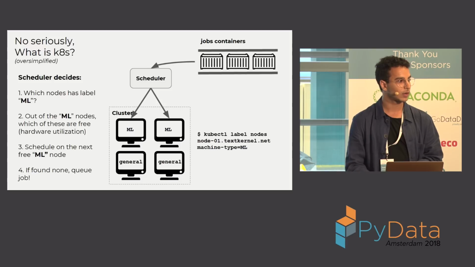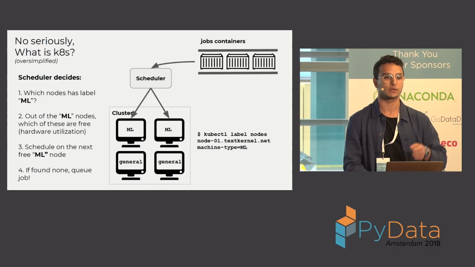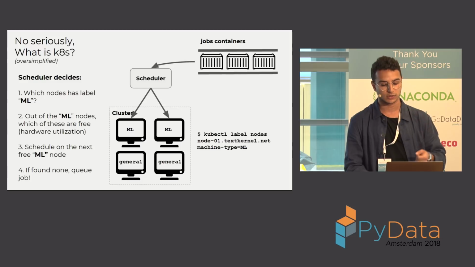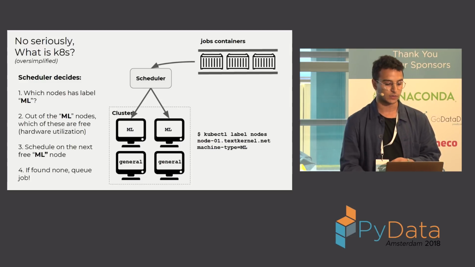If I found none, I would basically queue these. And the scheduler is also doing the queuing for us. So we don't have to worry about when to schedule these if they're being queued. So it periodically asks the machines if they're free, and accordingly it will do the scheduling.